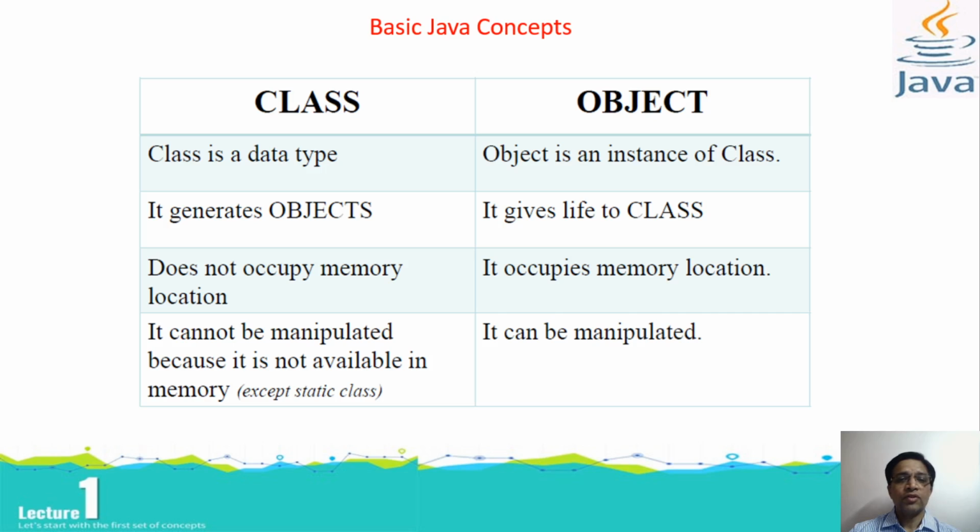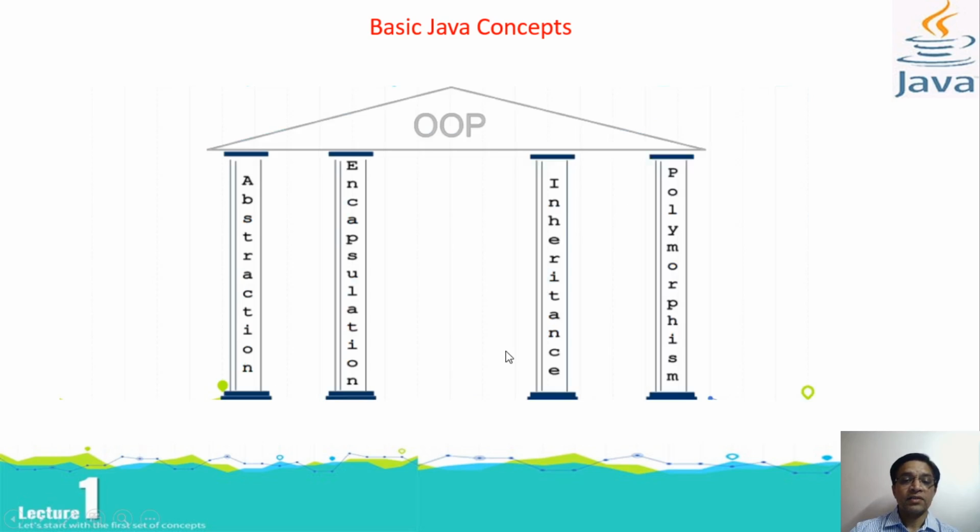In the previous class, we talked about classes and objects, which are the basics of any Java program, which is there on your screen, the properties. That is, class is a data type, object is an instance of class, we have talked about, and it generates objects, and that is the reason it is also called an object factory, and object gives life to the class, right? And there are many other properties which we have discussed in the previous classes.